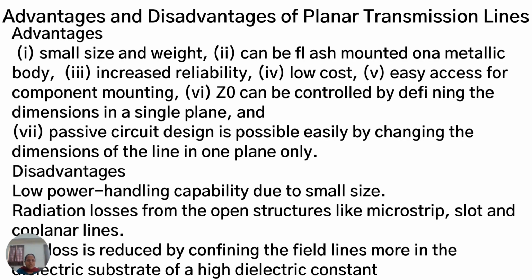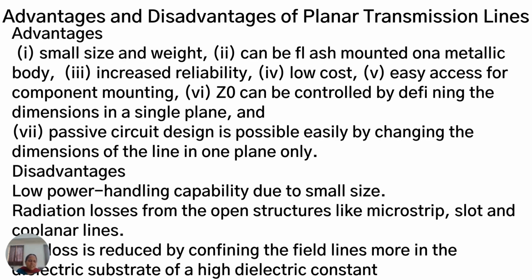So when we come to the advantages and disadvantages, advantages will be small size and less weight, can be flush mounted on a metallic body, increased reliability, low cost, easy access for component mounting. Z0 can be controlled by defining the dimensions of the single plane. Passive circuit design is possible easily by changing the dimensions of the line in the one plane only.